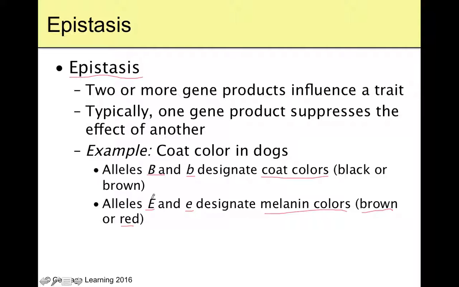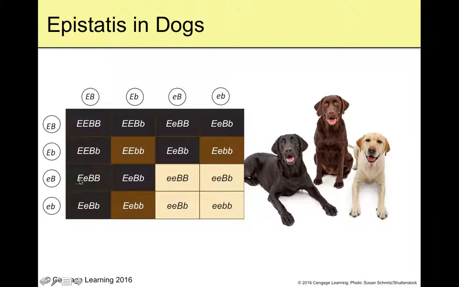And so the big E is brown, the little e is red, and your coats can be black or brown. Now, your dog's going to inherit both of these, and here's what it looks like. If you've got the black coat with lots of melanin, you are the typical black lab that everybody loves. Okay? If you get a different mix of your coat and your melanin, the black coat and the red melanin, you are a chocolate lab.